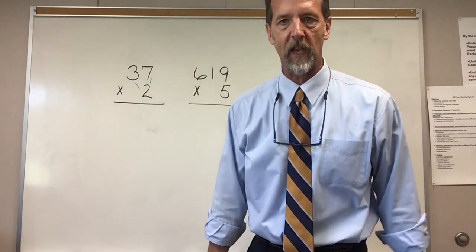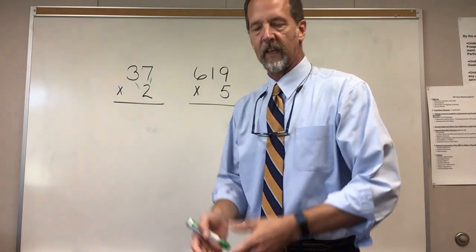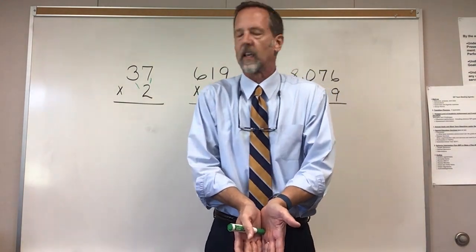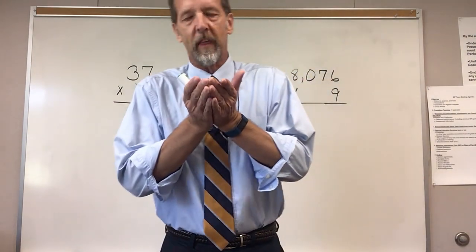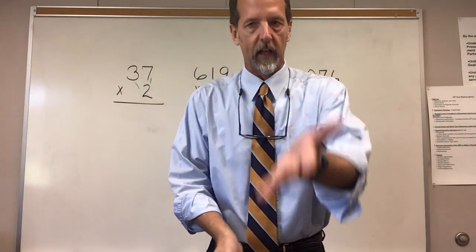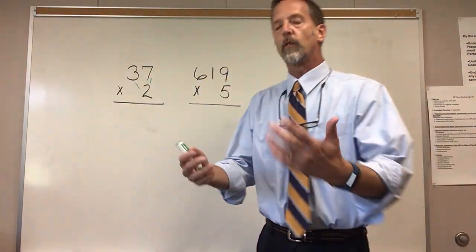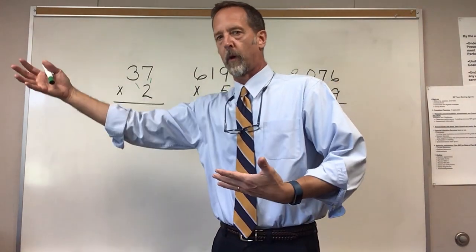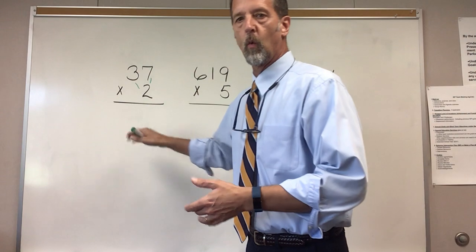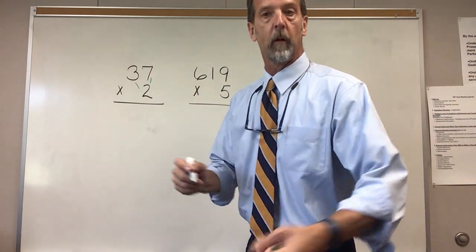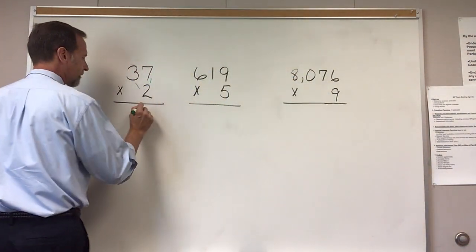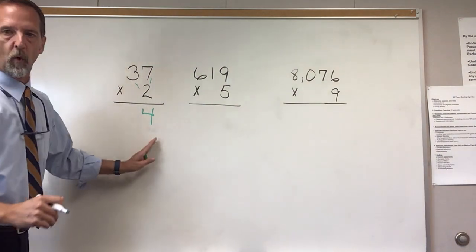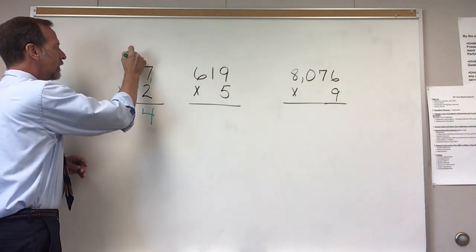What is 2 times 7? It's 14. Can I put 14 in the ones place? I can't. What's the largest number that can ever go in any place? It's the number 9. So if I have 14 that's more than 9, I'm going to leave part of that number and I'm going to regroup part of it. What will I leave in the ones place from 14? I'm going to leave the 4. I'm going to put the 4 in the ones place. I'm going to regroup the 1 to the tens place.